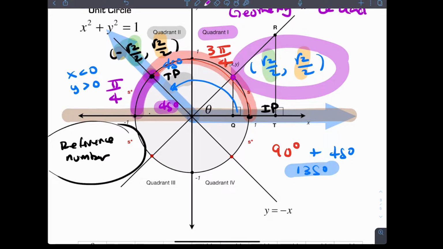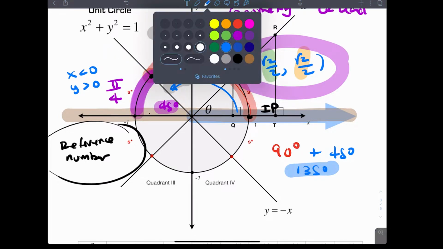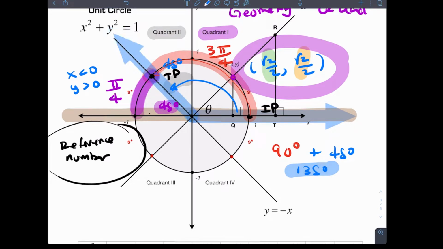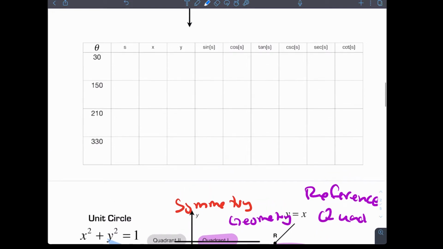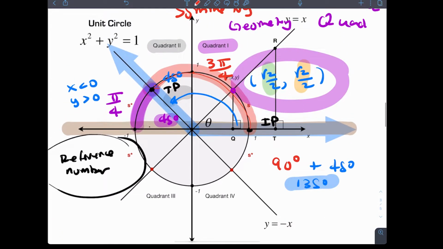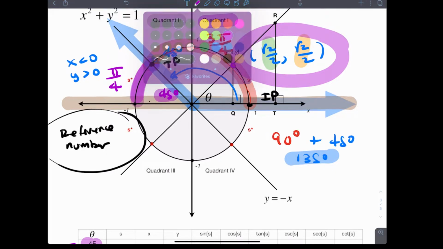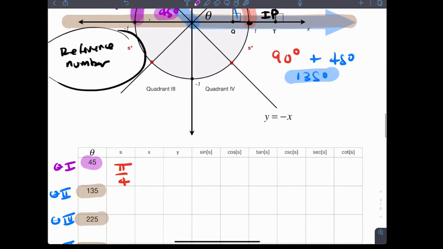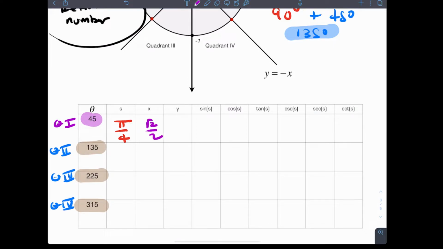I have to know the quadrant 1 locations. And if I know quadrant 1 locations, you know what I think of? I just think of quadrant 1. What was all the information we did for quadrant 1? You see, what is my x value? This is the x and y for quadrant 1. This is my point of reference. Square root of 2 over 2, square root of 2 over 2.